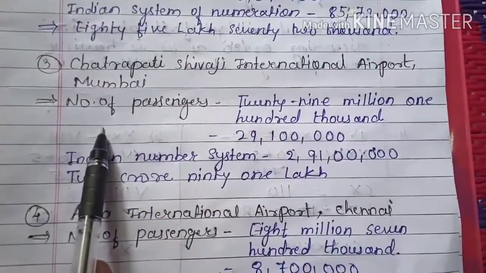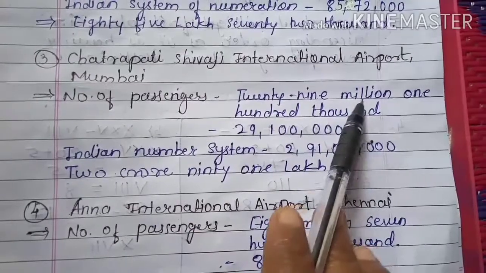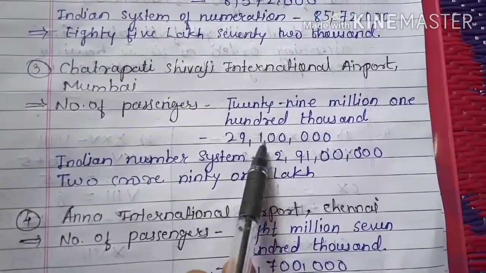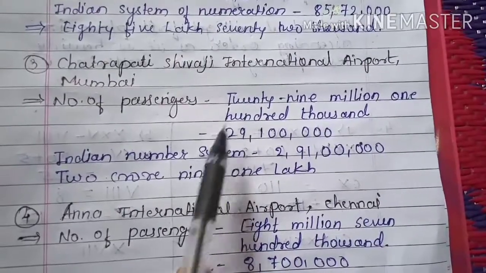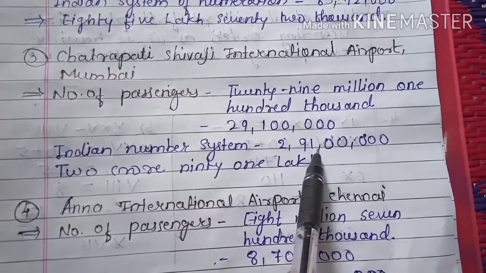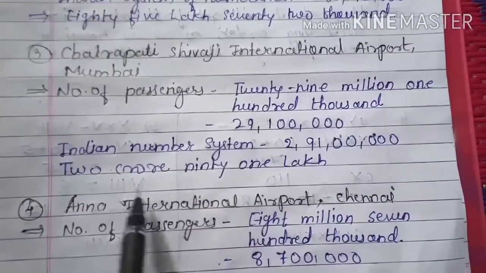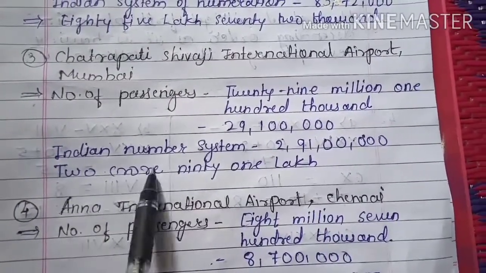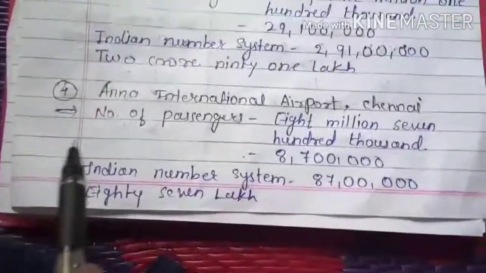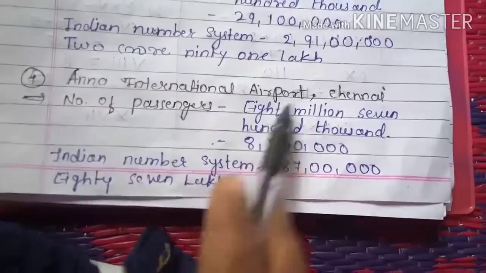Now the third airport is Chhatrapati Shivaji International Airport, Mumbai. The number of passengers is 29,100,000. So write down this number, then convert this number into the Indian number system. It will be written as 2,91,00,000. Just write down this number in words. It will be written as 2,91,00,000.